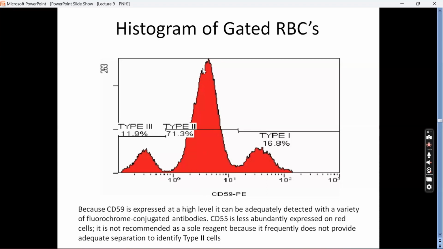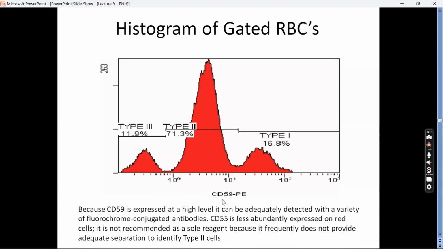And then you find another population, in this case 71%, where there is some expression of CD59, but not to the level that is seen in the normal condition. So these RBCs have some partial protection against complement because they show some expression of CD59, and these RBCs are called type 2 RBCs.